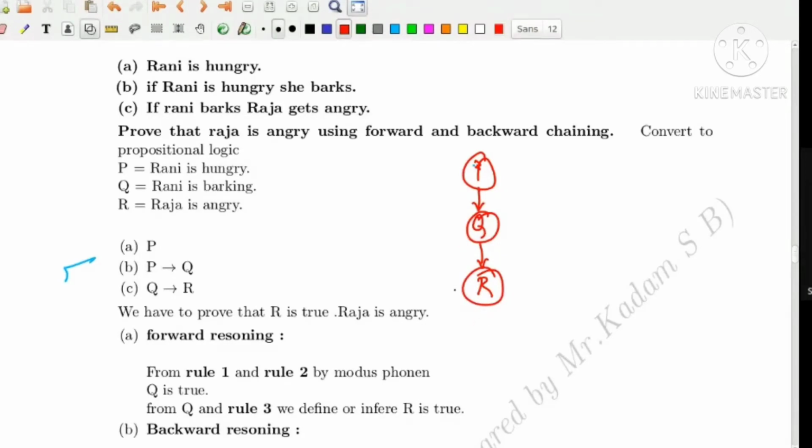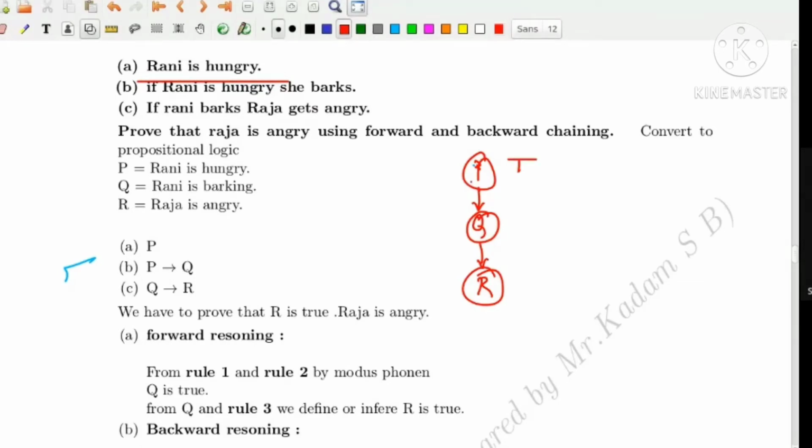So for proving R is true by using forward reasoning, we are not aware whether R is true or false. So I'm first starting from the first clue. I'll start my work by collecting clues. I'm getting the first clue, that is P. So P is true. Okay, it is given, it is a fact. Rani is hungry, so I'll say that P is true.